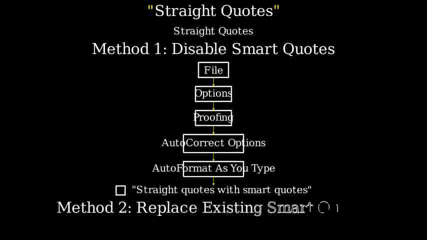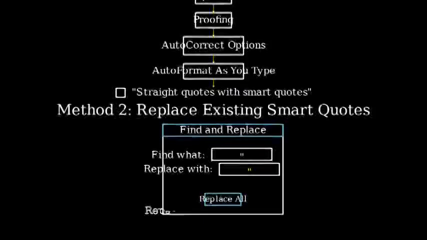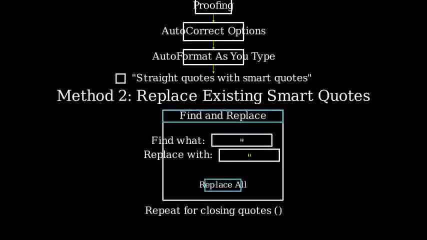Now for Method 2, replacing existing smart quotes with straight quotes in your document. Press Ctrl+H to open the Find and Replace dialog box. In the Find What field, type a smart quote. In the Replace With field, type a straight quote. Click Replace All to replace all instances. Repeat this process for both opening and closing quotes.